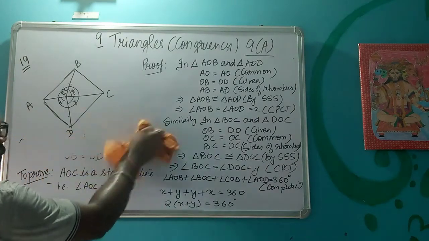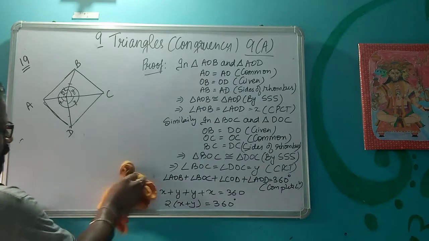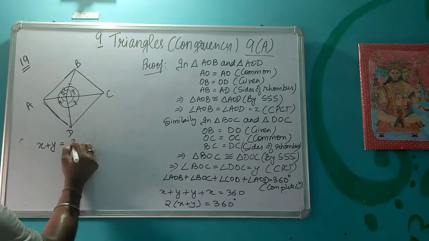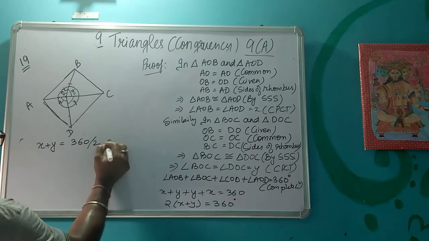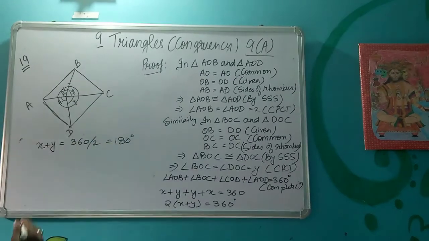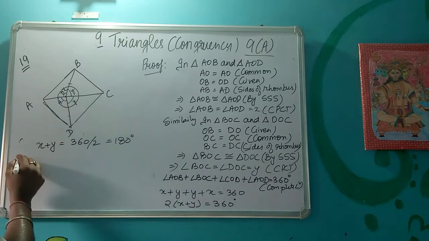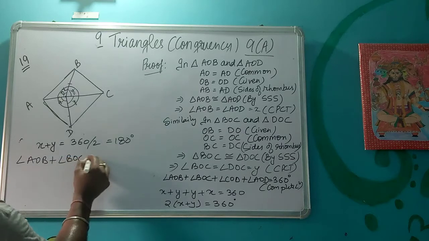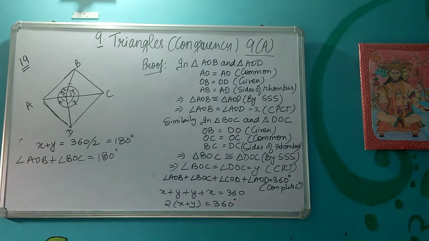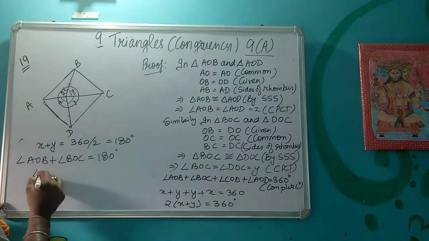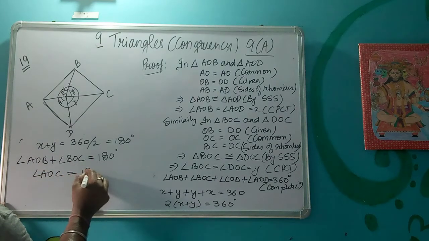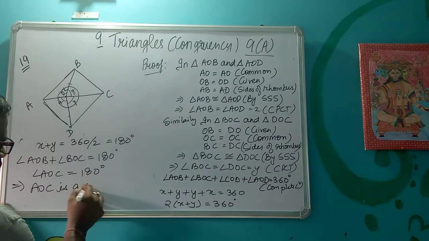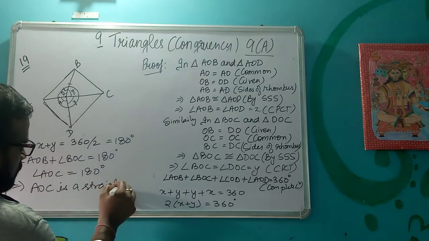So now we will get x plus y equals 360 by 2, that is 180 degrees. In place of x we put angle AOB, and in place of y angle BOC, so angle AOB plus angle BOC equals 180 degrees. So that means angle AOC is equal to 180 degrees. So that means AOC is a straight line.